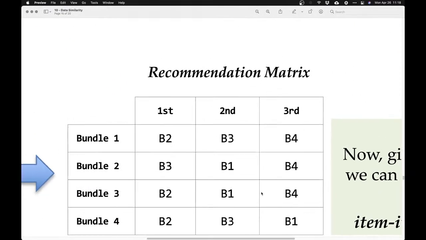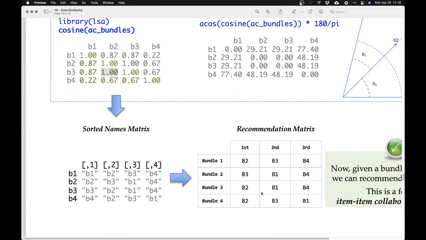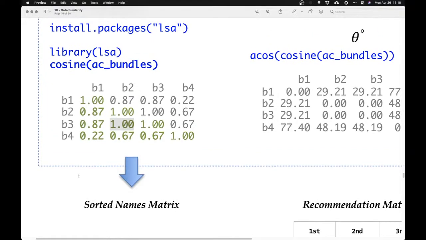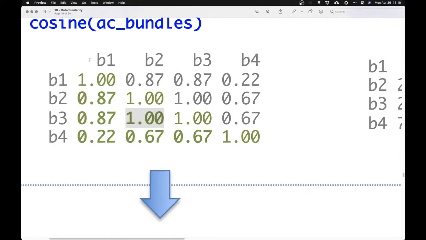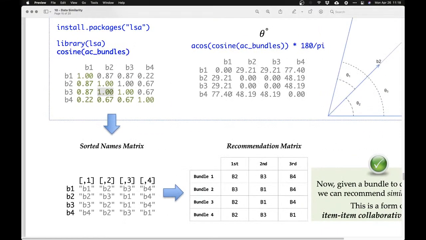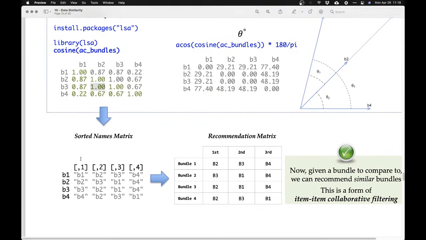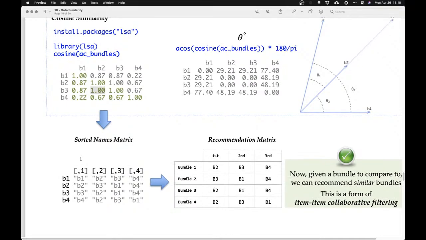How can I arrive at this recommendation matrix? There's a couple of jumps that I took. One jump was that from this matrix of cosines, I produced another matrix that looks like this. What this is showing you here is that I'm sorting these cosines and writing down the name of the corresponding bundle in a matrix, okay?